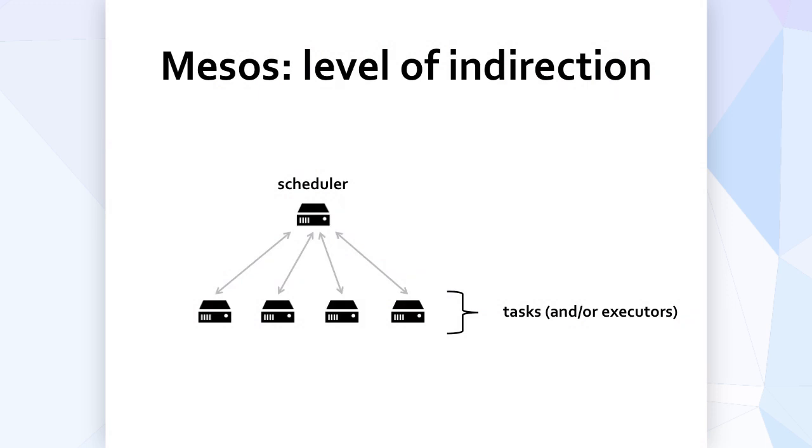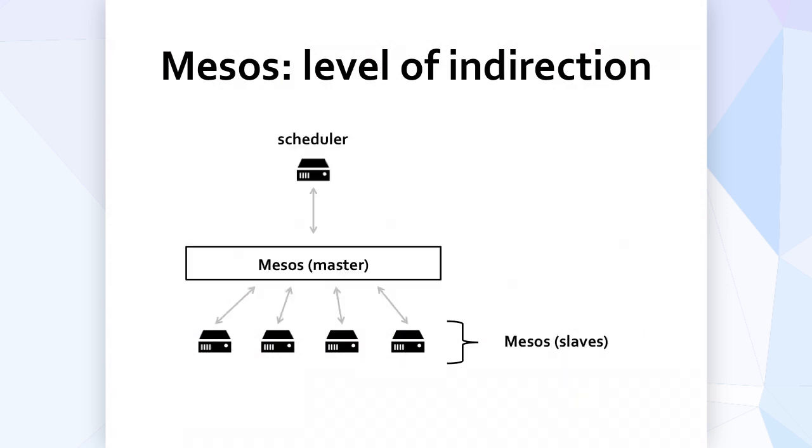And where Mesos really plays a role is it comes in and says, all right, let's let the scheduler or the coordinator focus specifically on the important bits, and let's get the other stuff out of the way. So it provides this level of indirection. The scheduler will communicate directly with the Mesos master, and the Mesos master will be responsible for doing all that other stuff with the slaves, all the distribution, all the monitoring of tasks, and so forth and so on.